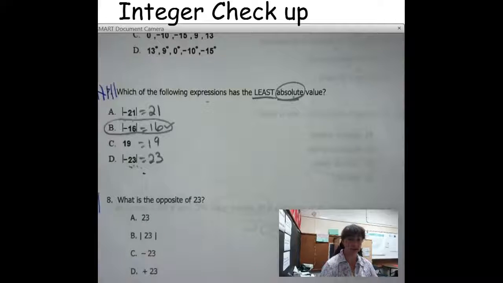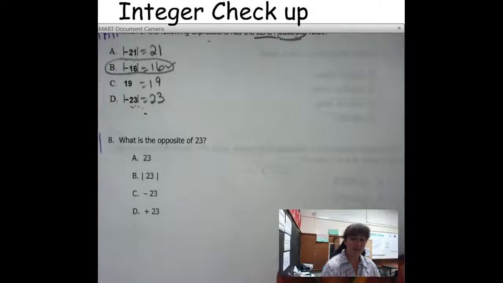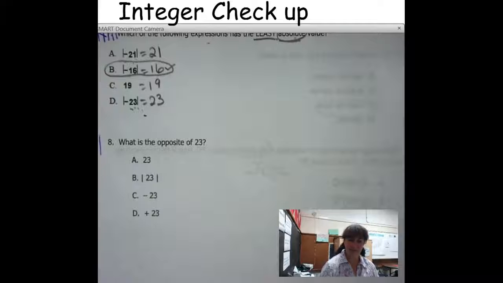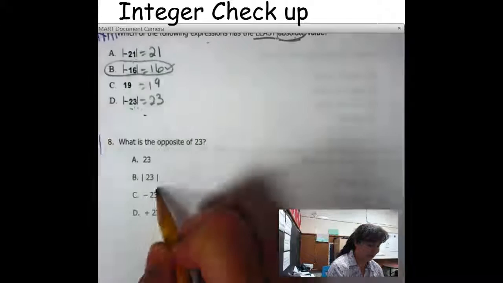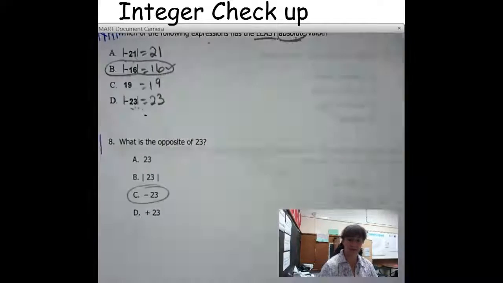Okay, and they worded that problem tricky, but I want you guys to understand how to figure that out. Okay. Number 8, what is the opposite of 23? The opposite of 23 is negative 23. Okay.